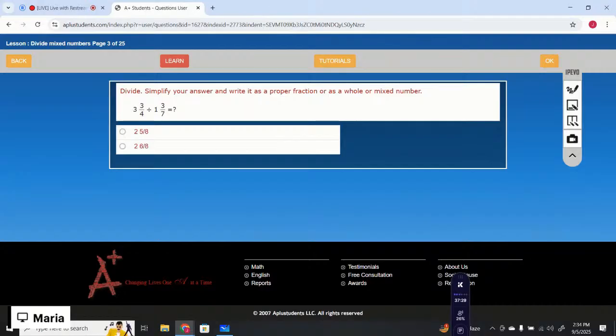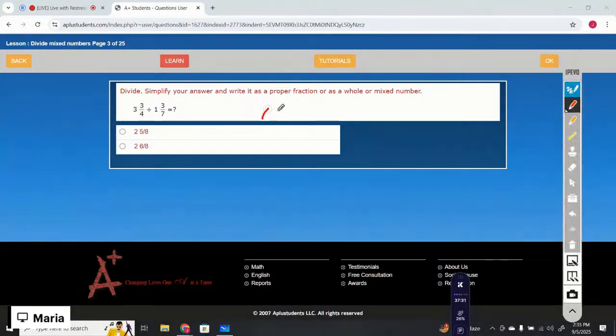Three times 4 is 12, and 3 makes 15 by 4. 7 times 1 is 7, and 3 makes 10 over 7. So replace the division sign with multiplication and take the reciprocal of the term after. So 5 times 3 is 15. 5 times 2 is 10. So 7 times 3 is 21 over 8. So 8 times 2 is 16. 2 whole 5 over 8. The correct option is option number 1.